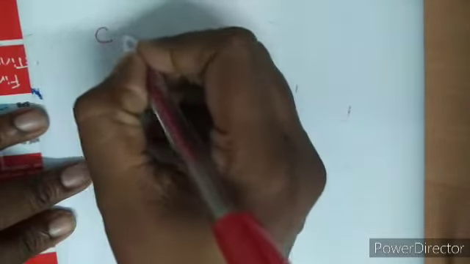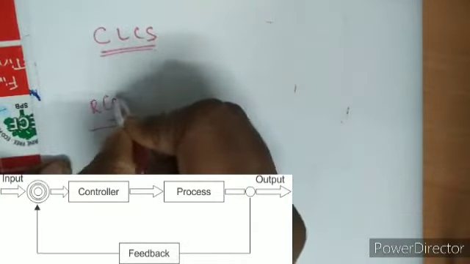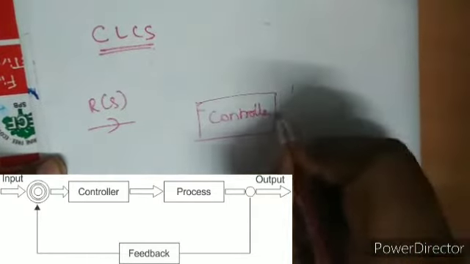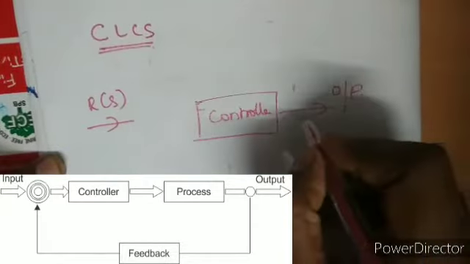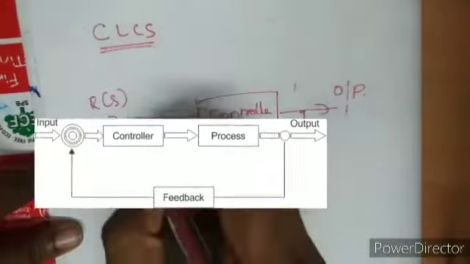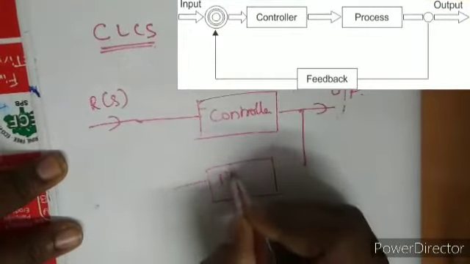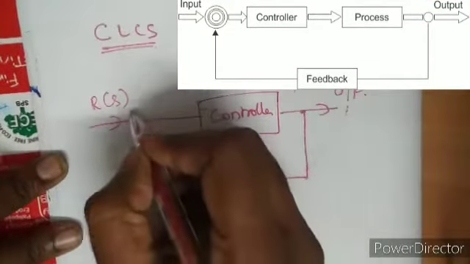Next is closed loop control system. What is a closed loop control system? You have an input R of S, then as we told we should have a controller, and we will get some output. This output again I am going to check with the input with the help of a feedback circuit. I am going to send it here.